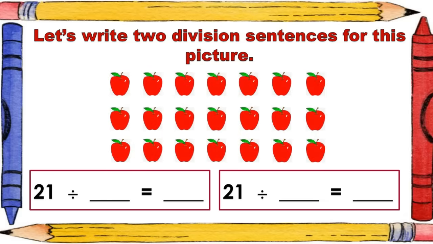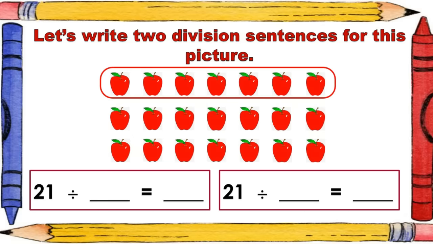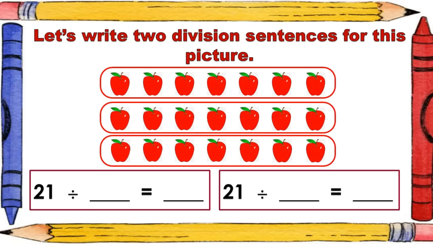Let's see another example. Let's group the apples in rows. How many apples in each row? Correct, there are 7 apples in each row. And how many rows of apples? Correct, there are 3 rows of apples. So 21 divided by 7 equals 3.